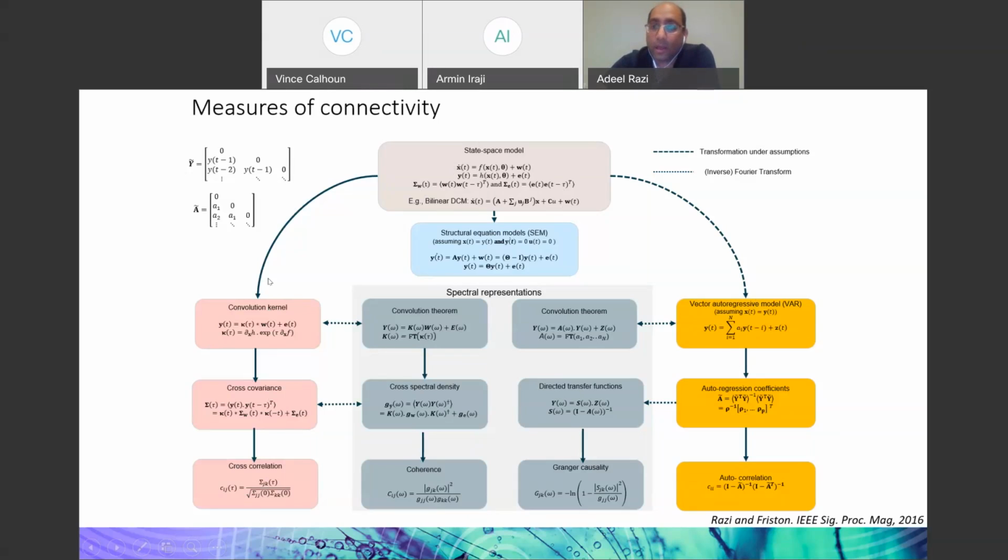These are time domain representations, these two columns at the extreme sides, and the internal two columns are equivalent but spectral representations. So we can take a Fourier transform, for example, of a convolution kernel, and what we get is the convolution theorem. Or we calculate a Fourier transform of the cross covariance function, and what we get is the cross spectral density, from which we can calculate coherence, and so on and so forth.